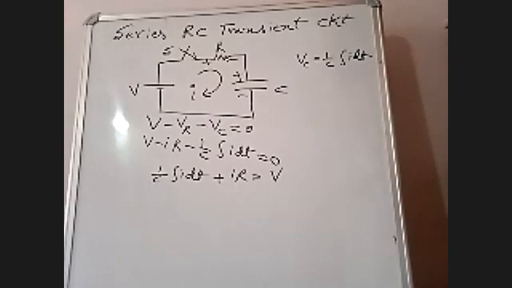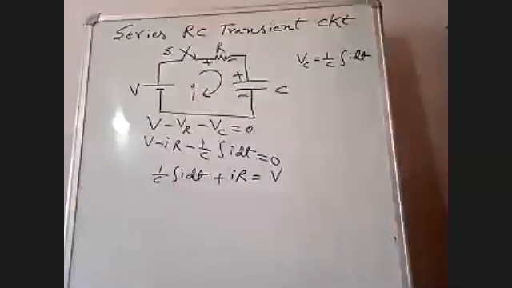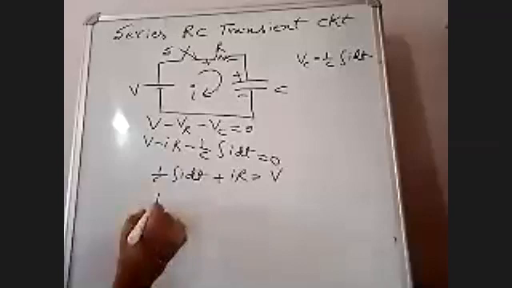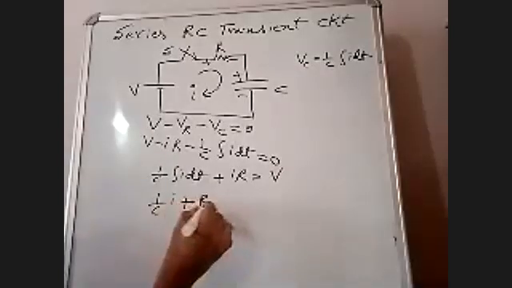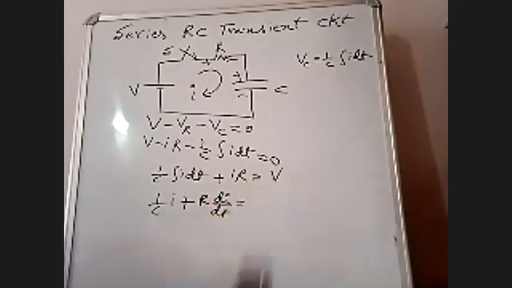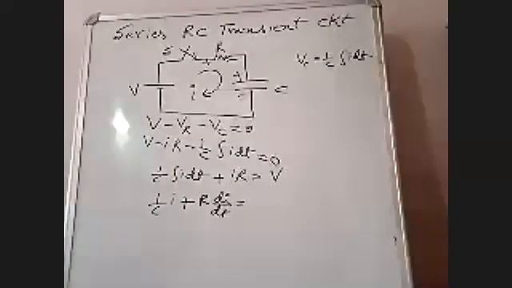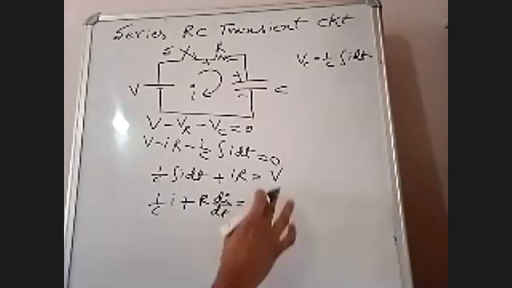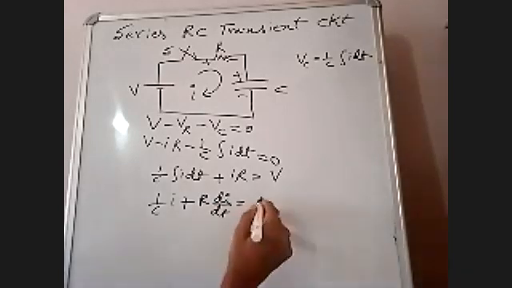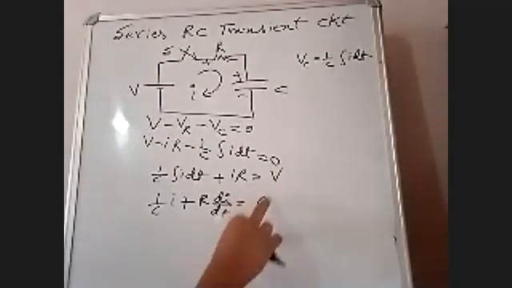Apply derivative on both sides. If you apply the derivative, the derivative and integral will be removed. What is the derivative of V? V is constant, V is supply voltage. What is the derivative of the constant? Zero, sir. Derivative of constant is 0.